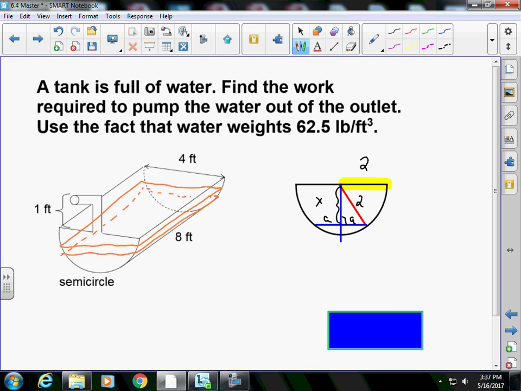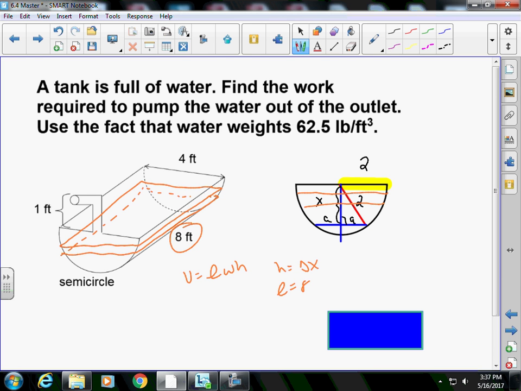So the volume, again, is the same as last time. Volume is equal to the length times the width times the height. H is a delta x. My length is 8. I just have to figure out my width. My width is changing, right? I have one width from here to here. I have another width from here to here.